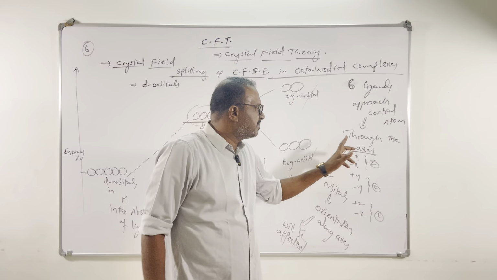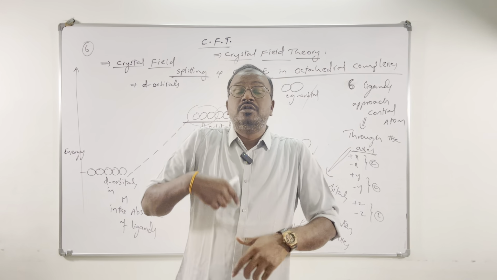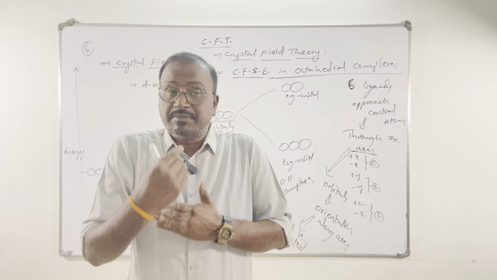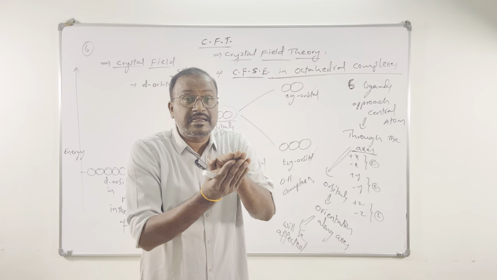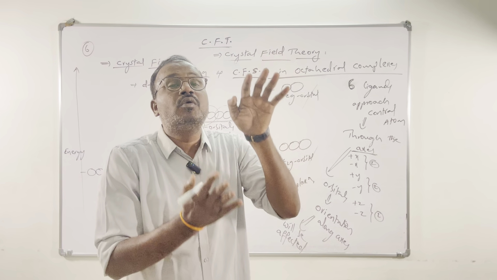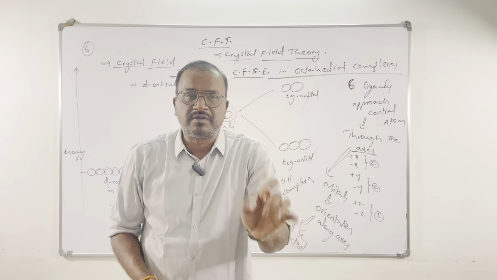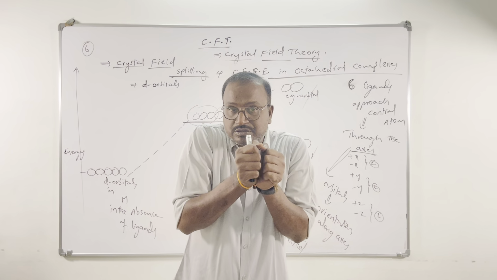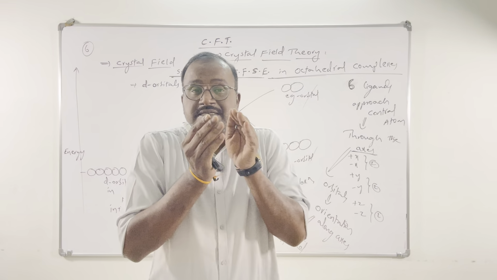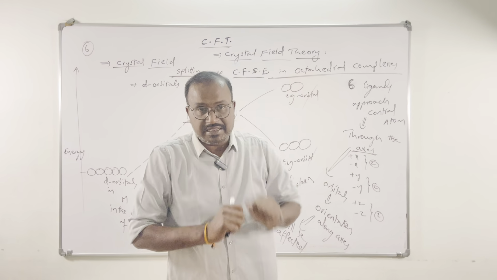Due to primary interactions, the ligands approach the metal. Due to secondary interaction, which plays an important role here, the d orbitals split. Please be careful: primary interaction is responsible for the approach of the ligands towards the metal atom, and secondary interaction is responsible for the splitting of the d orbitals.